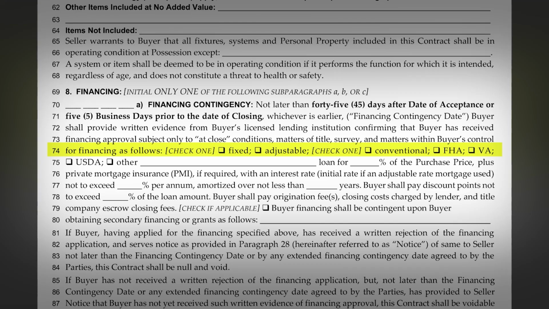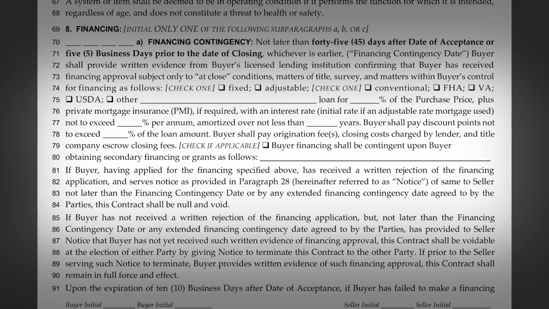They talk about fixed, adjustable, FHA, VA, USDA, other, whatever, and the loan for what percent. Once again, very important to fill this stuff out. You can't just blow it off and fill it in later. That's not applicable. Not a good contract, not what you should be doing as a professional.